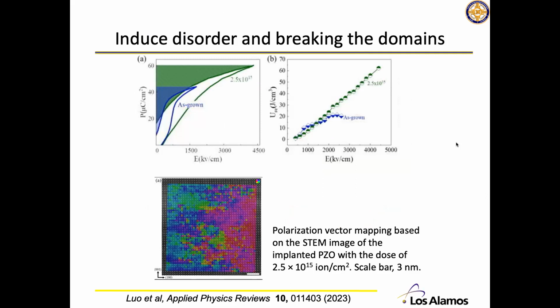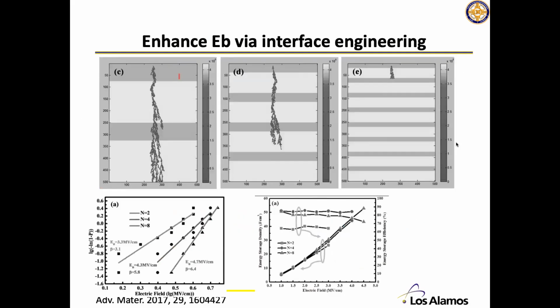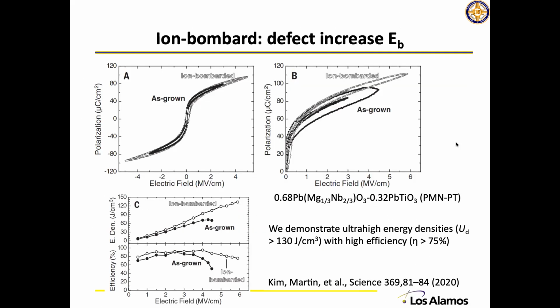The blue one is ferroelectric. They said once you ion bombard it, it can induce disorder and increase the energy storage density. Of course, as you know, they have large hysteresis, which means the efficiency is very low. And I think the LANL group reported that they use ion bombardment.